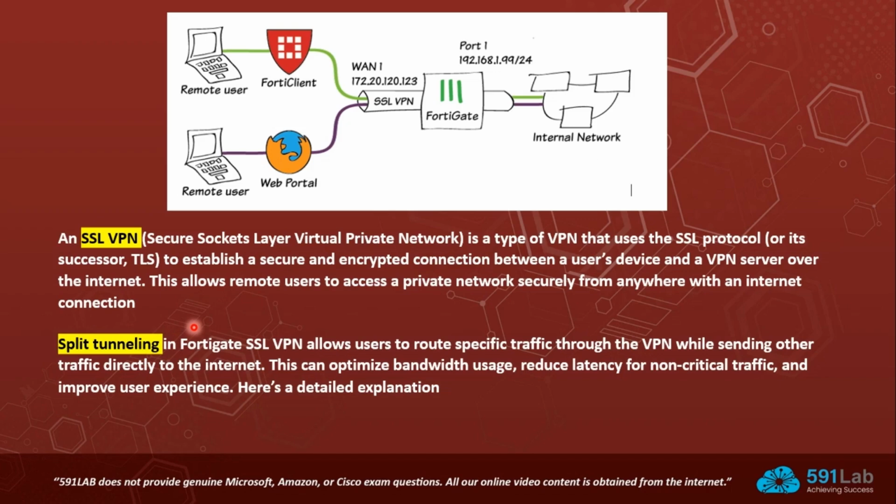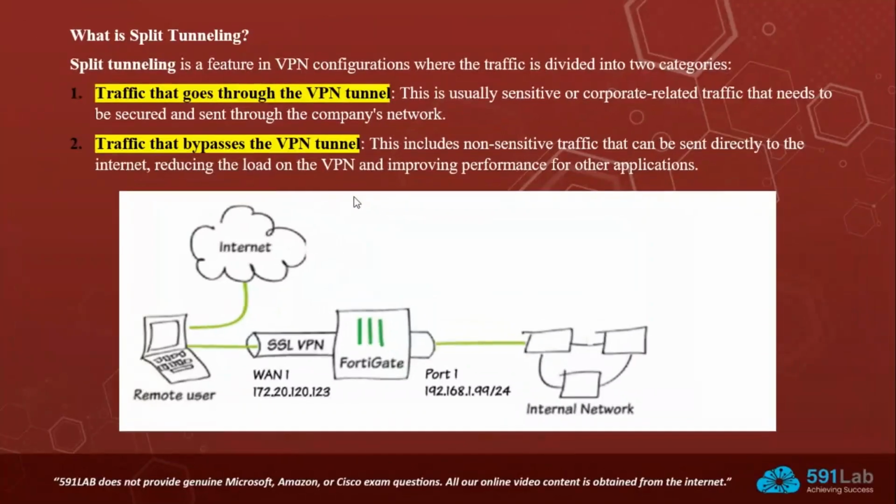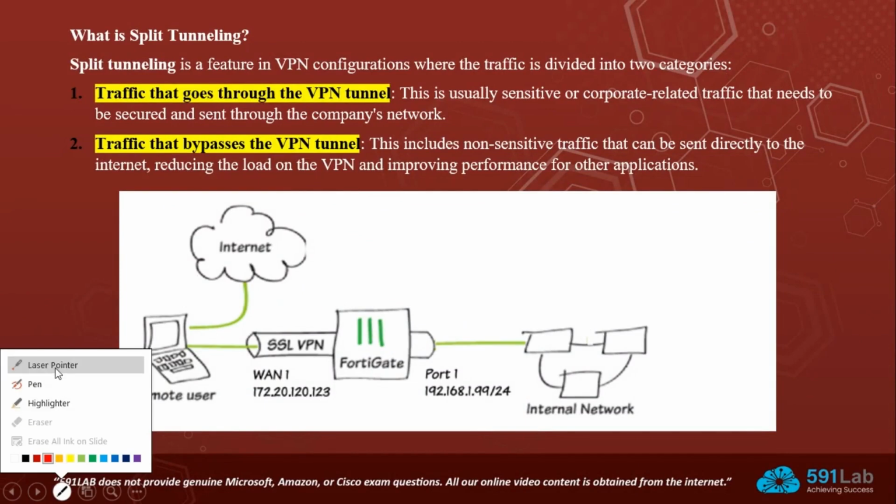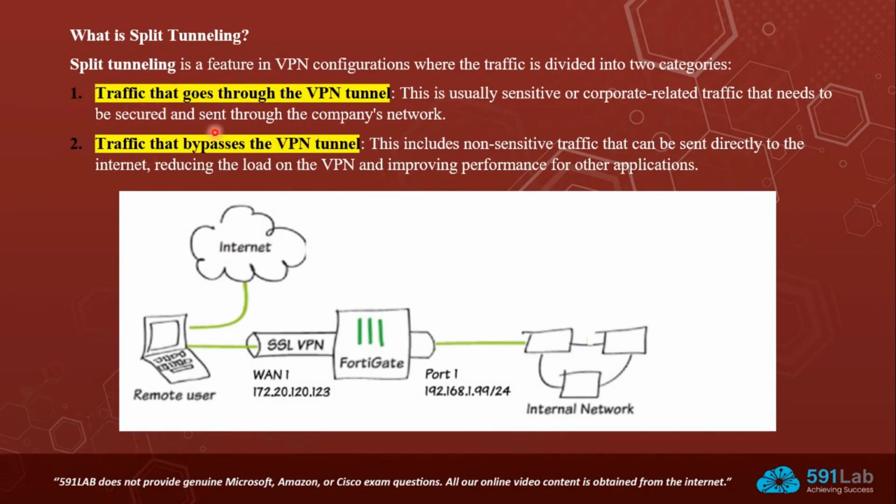Simply, it's a feature in the VPN configuration where the traffic is divided into two categories. The first is traffic that goes through the VPN tunnel, and the second is traffic that bypasses the VPN tunnel. Simply, when you install FortiClient and connect, you can go directly to internet access using your computer's direct internet access. The internet traffic does not go through the FortiGate; it goes through your laptop's direct internet connection.